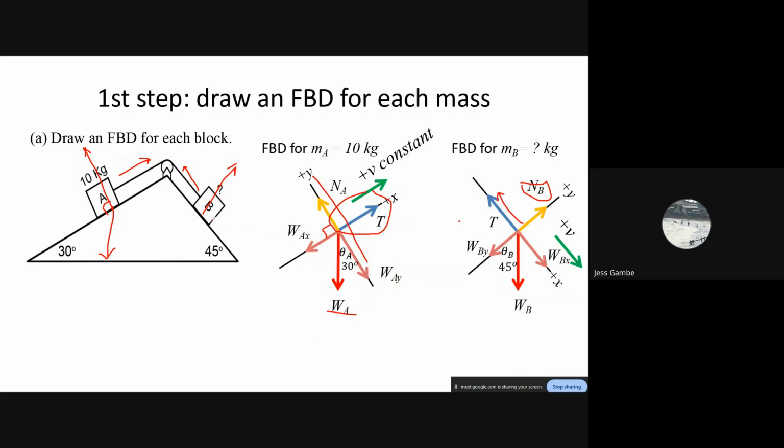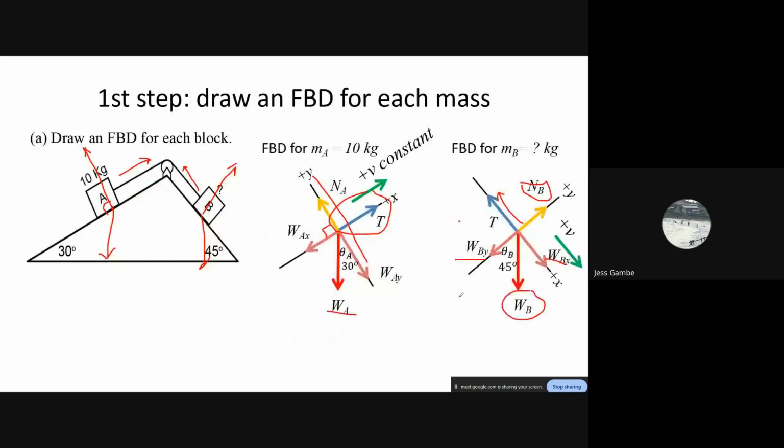Then you have the weight, which points straight down. We can't use it directly since it lies neither on the x nor the y-axis, so we have to use its components, WBY and WBX, and use trigonometric functions to solve for those values. That's easy, since we have the angle and the magnitude of WB.